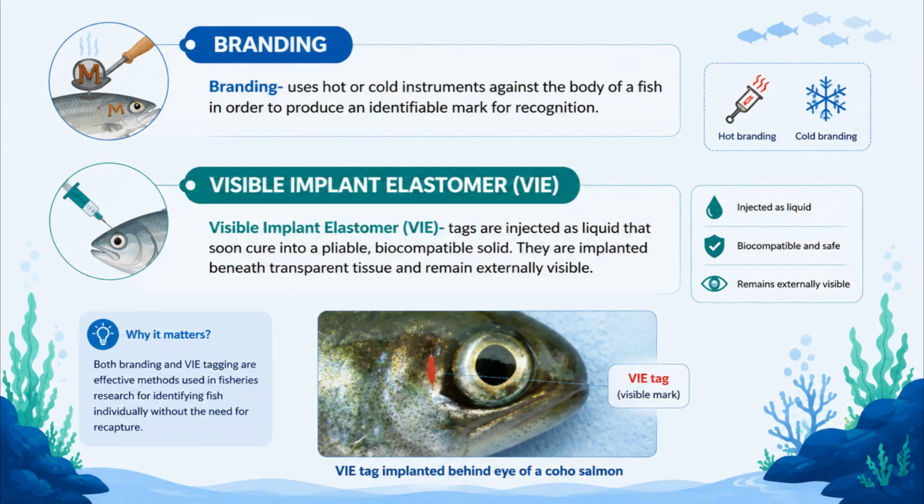Another important method is visible implant elastomer or VIE tagging. In this technique, liquid elastomer tags are injected beneath transparent tissues of the fish. After injection, the material quickly cures into a soft, biocompatible solid and remains externally visible. These tags are commonly placed near transparent areas such as around the eyes or fins for easy identification. VIE tags are highly useful because they are safe, flexible, and allow individual fish recognition without causing major injury.